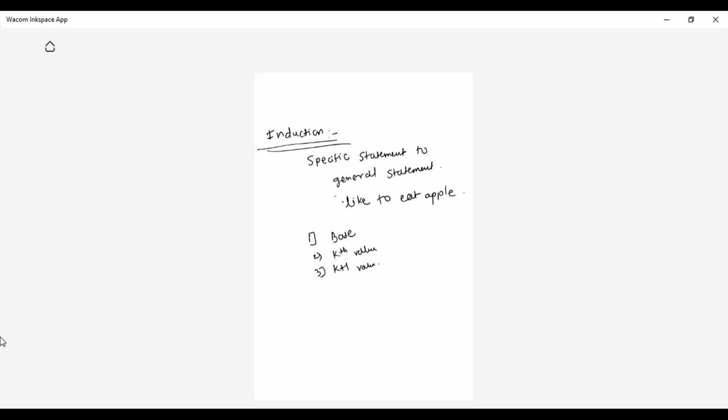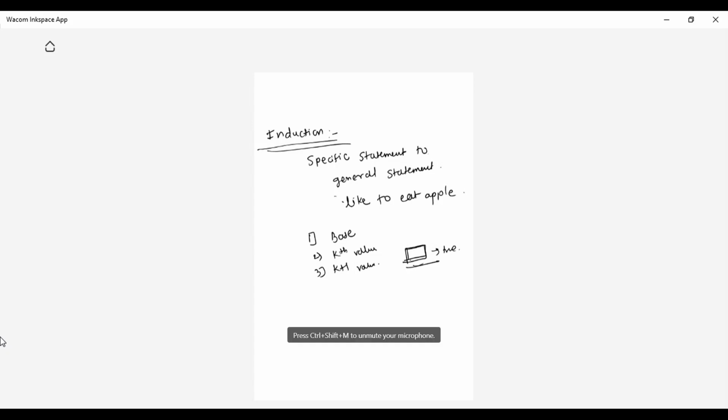Okay, so mathematical induction. How are we moving? We will have one base, student, and that base we are assuming to be true. We are saying the base is true. In order to have a mathematical induction proof, we need to have some base, and we are saying that base is true.